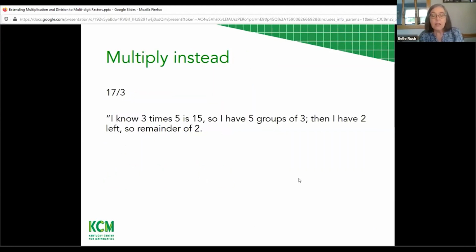All right. One of their first strategies is multiply instead, where they think about multiplication to solve the division. Right here you've got 17 divided by 3, and you notice the way it's written. We also need to let kids see all these different division symbols, not just the same one all the time. So 17 divided by 3, they could think of that as, I know 3 times 5 is 15, so I have 5 groups and I have 2 left over. So there's a remainder of 2.